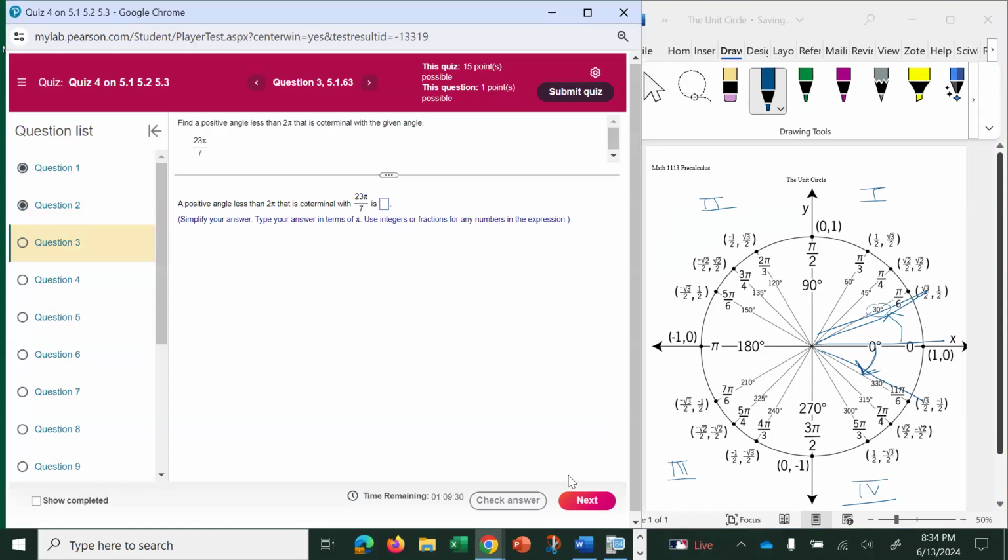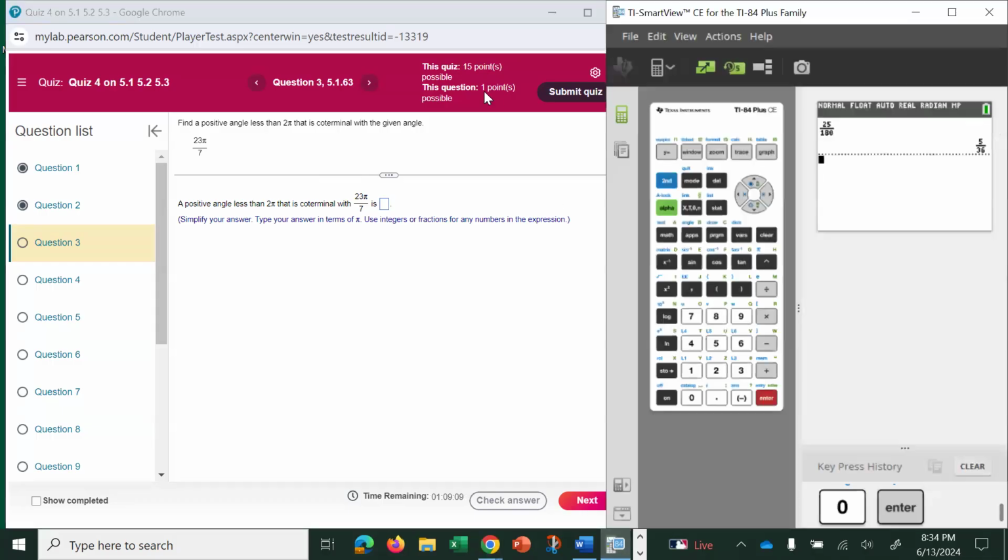Okay, next, we're going to find the positive angle less than 2 pi that is coterminal with the given angle. Whenever you have an angle that's bigger than 2 pi, we need to subtract 2 pi until it becomes less than 2 pi, because that's what the problem says: less than 2 pi.